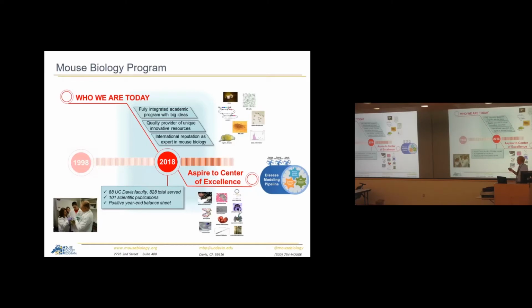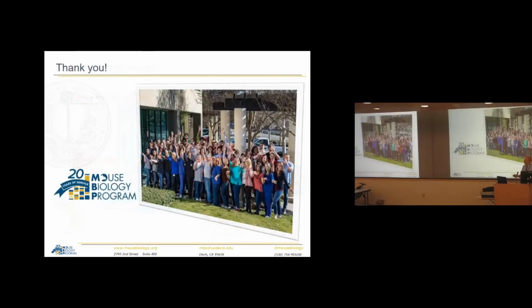But more importantly, there are over 828 faculty and researchers served around the world. So this program has a clientele that represents 10% are UC Davis, about 90% are outside UC Davis. These researchers used us in over 100 publications. And the campus really likes seeing this, is we have a positive financial year-end balance, right? So I'm trying to be attuned to that as well. And as I mentioned, we aspire to be a center of excellence in precision disease modeling, and this is some of my group. So that's it. Thank you.